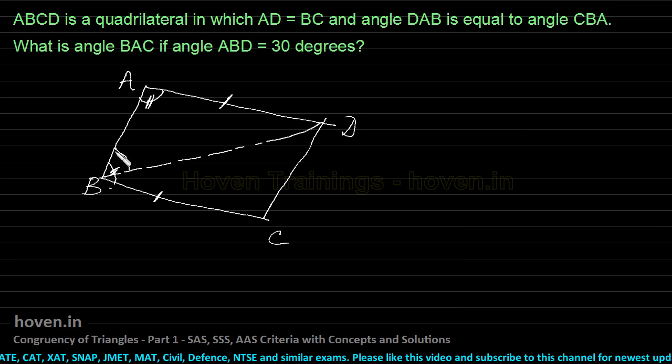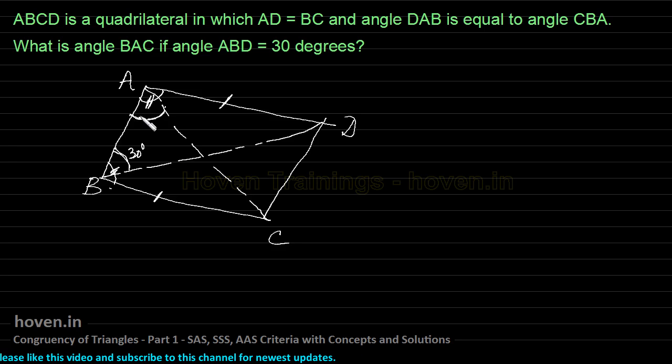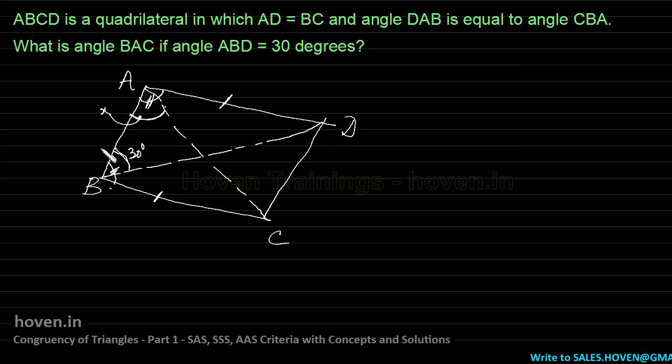This has been given as 30 degrees. And I have to find out BAC. So I'll join this one. So I have to find out the measure of this angle. Obviously, this is a question of congruency and we have to just look at it from a special angle to look for congruent figures and then arrive at these angles.